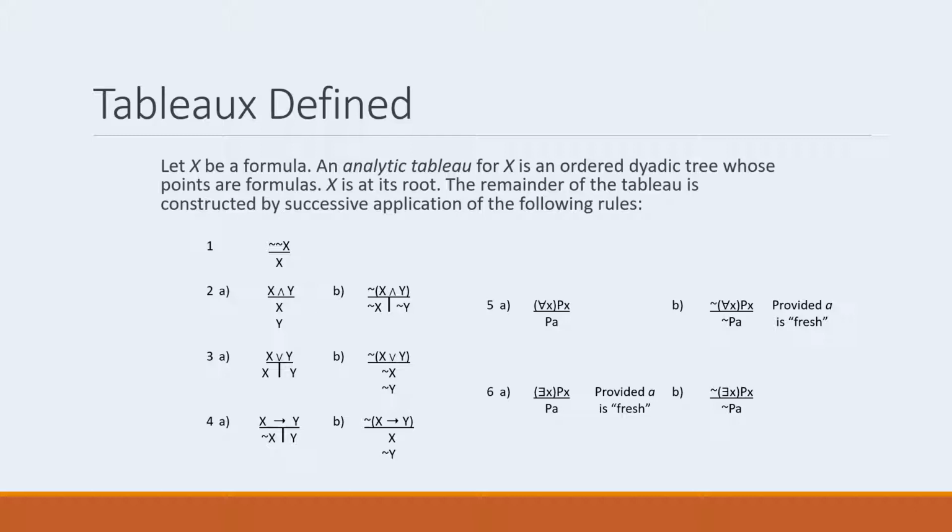Similarly, for the existential quantifier, there exists x p of x has to be succeeded by a fresh a in p of a. This is really similar to our for all introduction and existential elimination in natural deduction. It's there for the same reason and it provides the same certainty. And our very last rule is the negation of the existential quantifier. Not there exists x p of x is succeeded by not p of a, where a, again, is any variable.